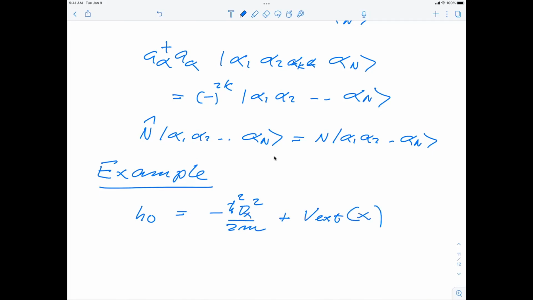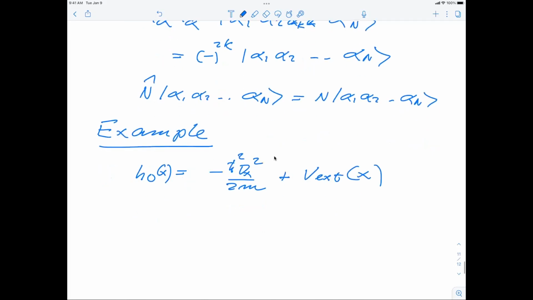This depends on x. Now, this was the operator in first quantization. Next week, we're going to derive the expression for the operator in second quantization. Now I'm just going to give you the expression.